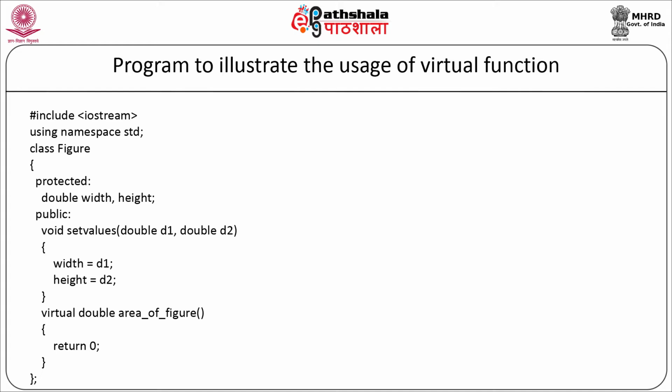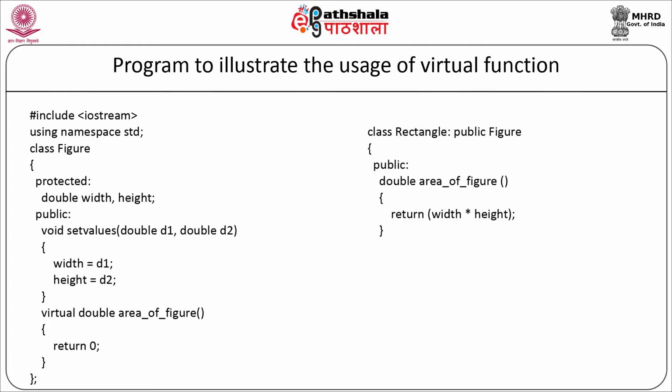Now we will write a second class, class rectangle : public figure. Here in the public section we will define one member function, double area_of_figure with opening and closing brackets, and we are going to write a statement inside this function as return width * height. The function will end and the class will end. As you can see, area_of_figure is a function name where the function signature is the same in the base class as well as in the derived class. In the base class, this particular function is made virtual.